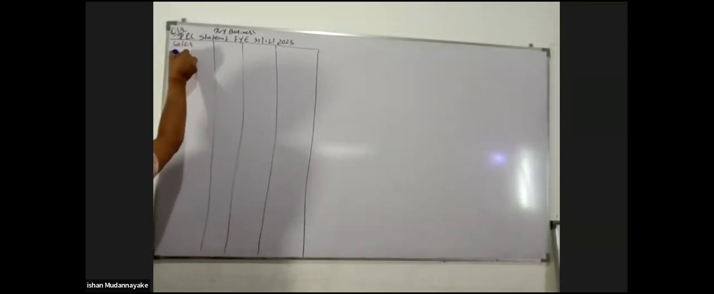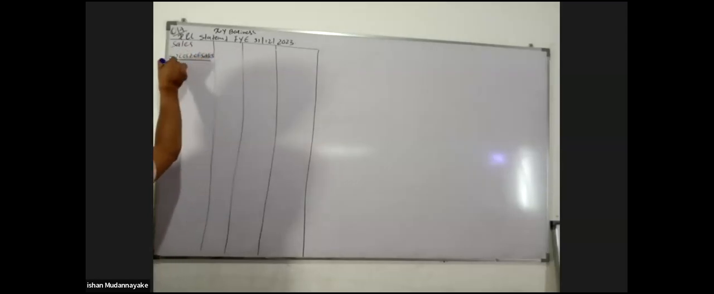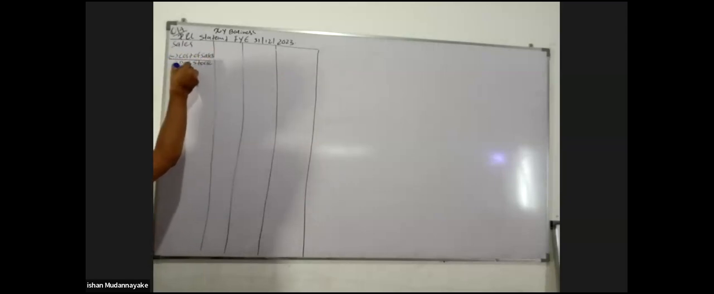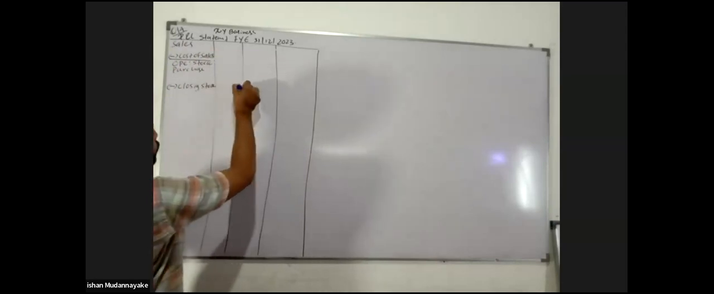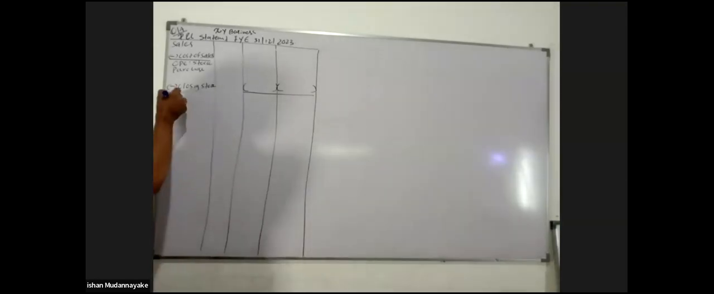Sales minus cost of sales. And then opening stock plus purchases minus closing stock. Opening stock plus purchases minus closing stock. And then the gross profit of the business.